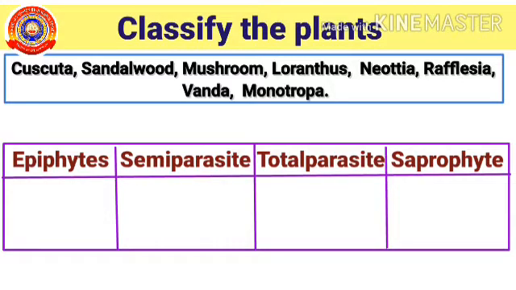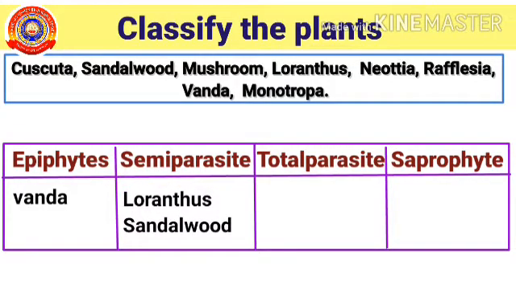Let's start the list. Cuscuta, sandalwood tree, mushrooms, loranthus, neotia, rafflesia, vanda and monotropa. Now we can classify them. My dear children, say the examples of epiphytes. Yes, you are right. Vanda belongs to epiphytes. Next, say the examples of semi-parasites. Yes, loranthus and sandalwood tree belong to this group.